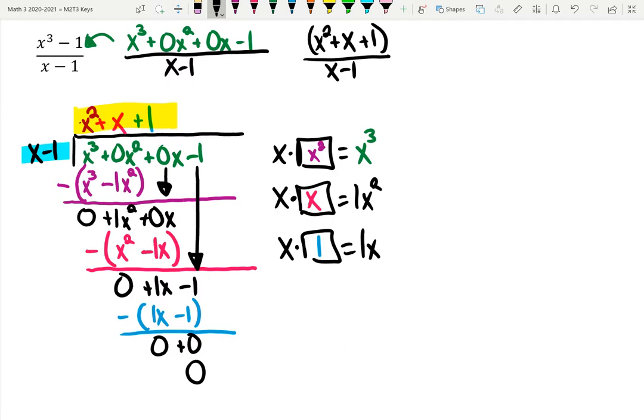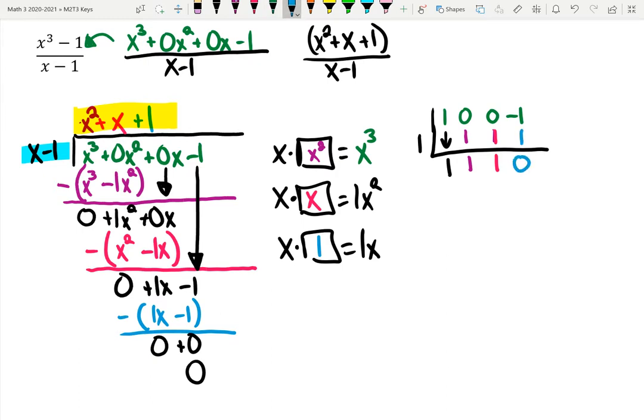I could have used synthetic division for this as well. My factor is x minus 1, so it will be 1. And for synthetic division, I just list my leading coefficients, 1, 0, 0, minus 1, and then I open up the doors. Bring down the number. 1 times 1 is going to be 1, becoming 1. 1 times my factor of 1 is going to be a 1, giving me a 1. 1 times 1 is going to be 1, with a remainder of 0.